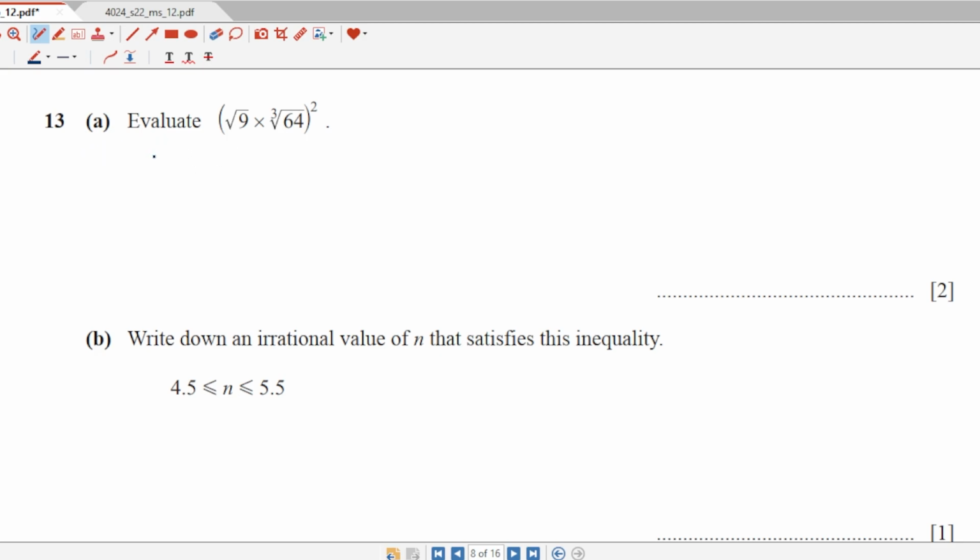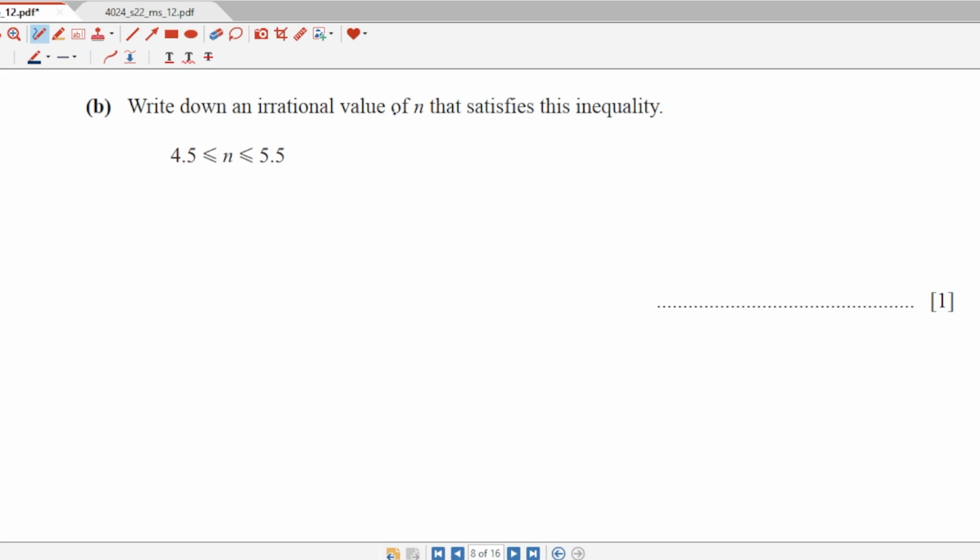Question number 13. Evaluate square root of 9 multiplied by cube root of 64, whole square. First of all, we will simplify the bracket. Square root of 9 is 3, then cube root of 64 is 4, then we will take the square. 4 3s are 12, 12 squared is 144. The answer is 144.